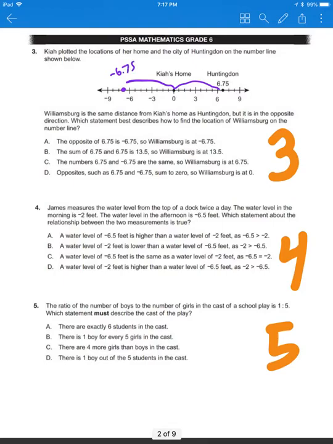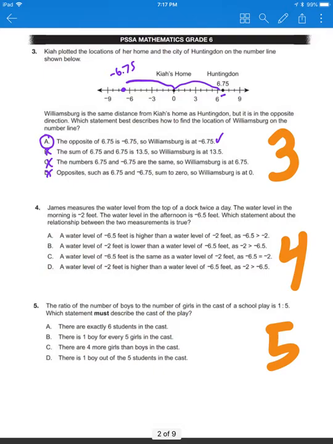So let's read through here and see which ones make sense. A says the opposite of 6.75 is negative 6.75, so Williamsburg is at negative 6.75. I'm thinking that's true, but let me make sure the other ones don't make sense. B says the sum of 6.75 and 6.75 is 13.5, so Williamsburg, no, not B. C says the numbers 6.75 and negative 6.75 are the same, so Williamsburg is at 6.75. No, Williamsburg's not at positive 6.75, and they're not the same. D says opposites, such as 6.75 and negative 6.75, sum to 0, so Williamsburg is at 0. Well, Williamsburg is not at 0. So A is definitely the answer. If you had that, give yourself a C.